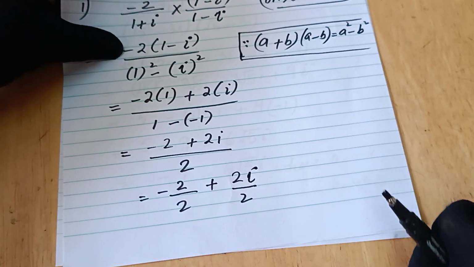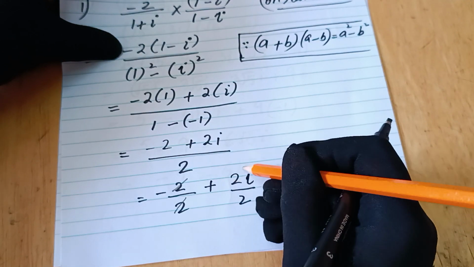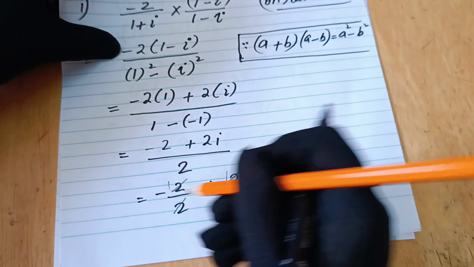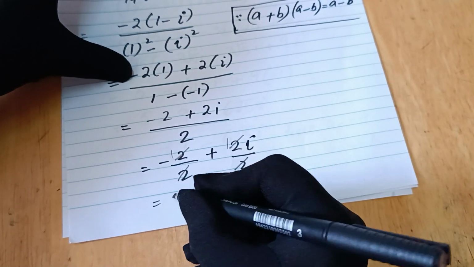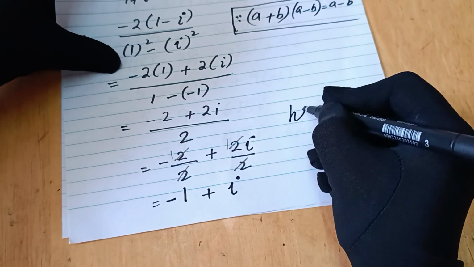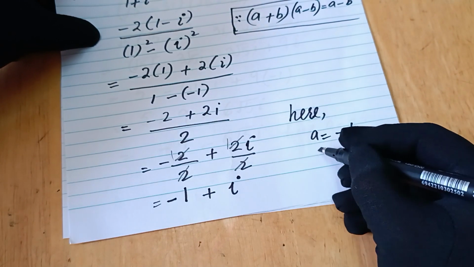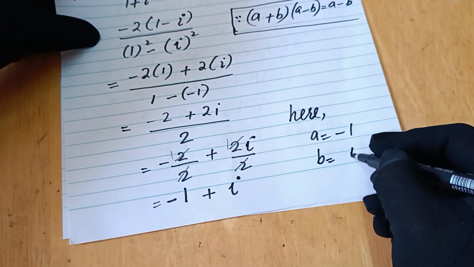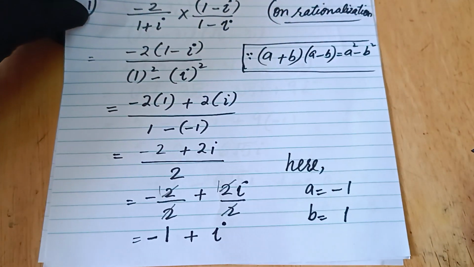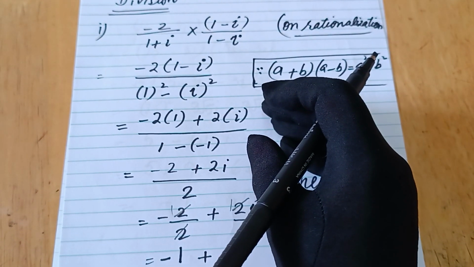This is cancel. Cancellation mostly I prefer to do with the pencil or color pen. They cancel one time. So this is equal to minus 1 plus iota. Here again the real number is minus 1 and the imaginary part is the coefficient of iota, that is 1. So in this way the division is solved. I will give more examples for clearing this concept.